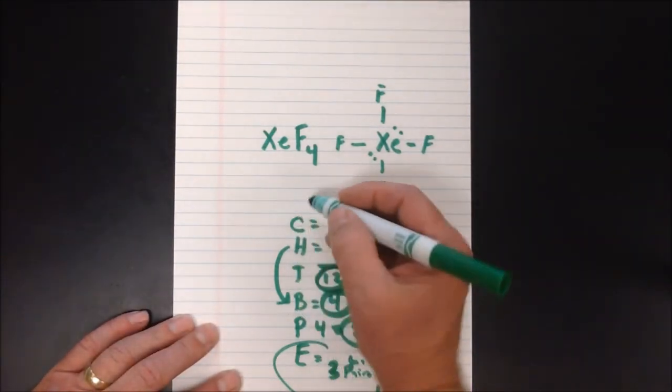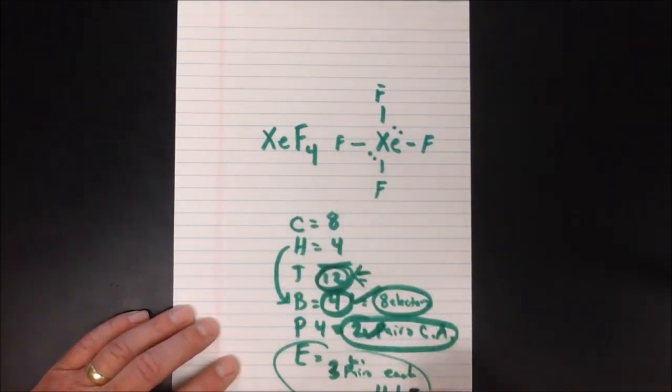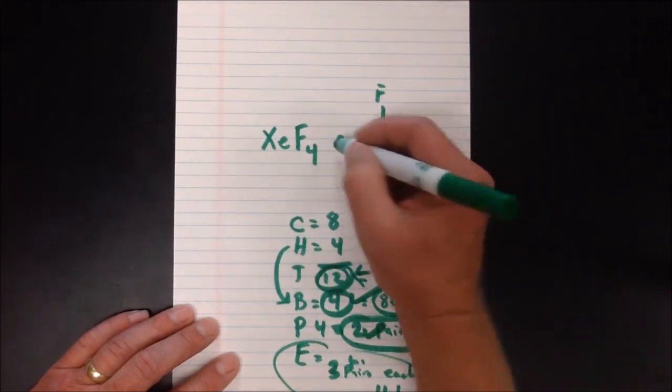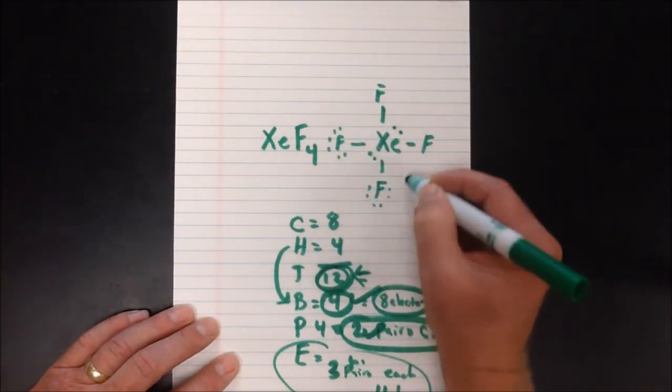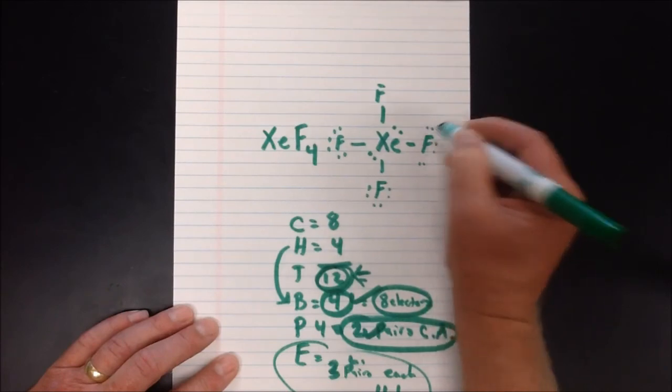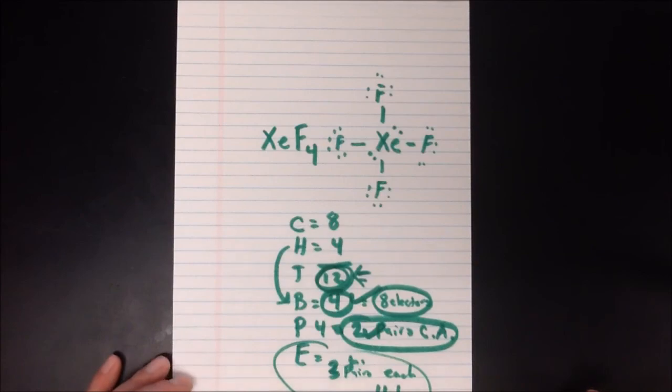Again, as long as we use the CHT-BPE method for any halogen compounds, it'll work out. Lastly, 3 lone pairs on each of those externally bonded fluorine. And there's our structure for xenon tetrafluoride.